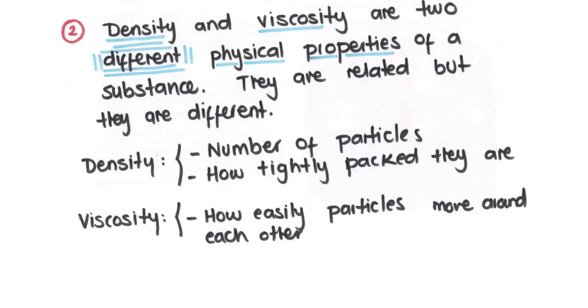So if we think about this, if a substance is very dense, it means that it has a lot of particles that are very tightly packed together. Agree? That will give them little space and little opportunity to move around each other. So the viscosity is going to be very, very thick.